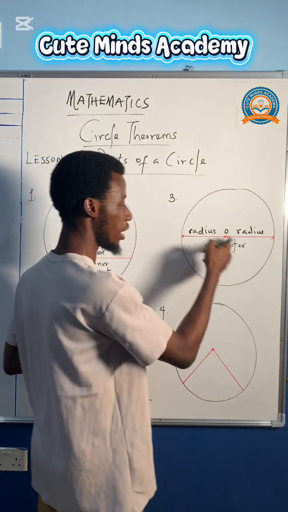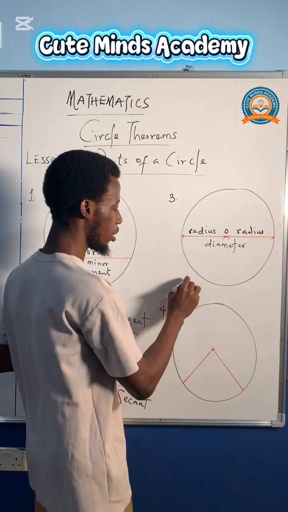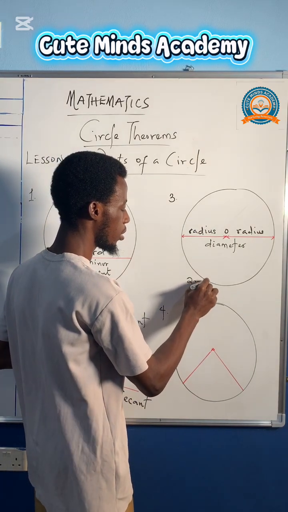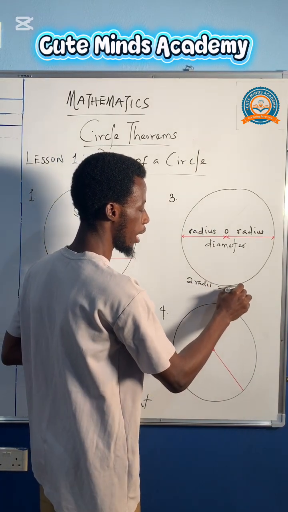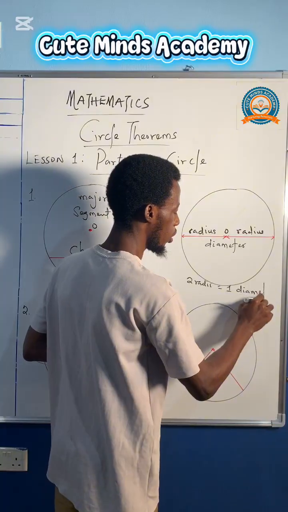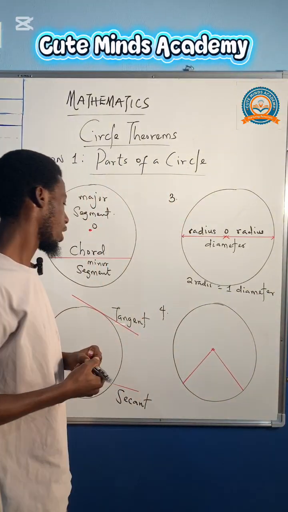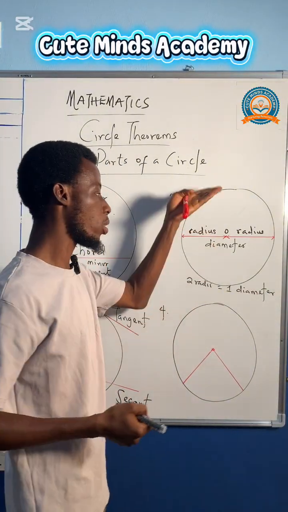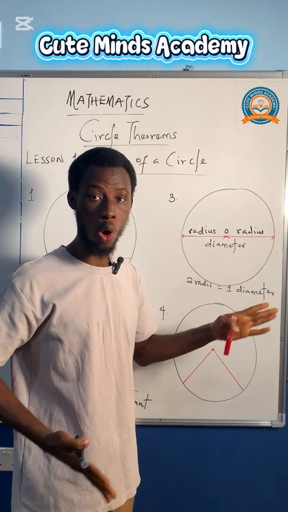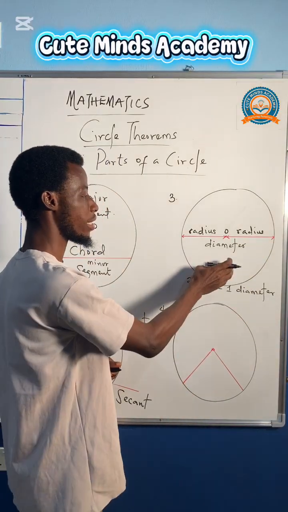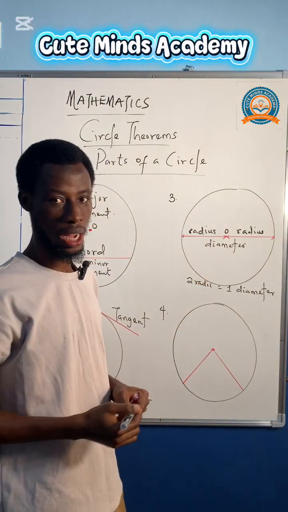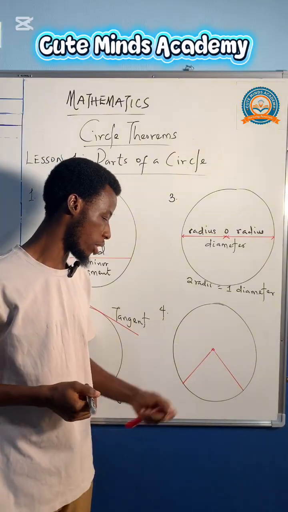So we can deduce that 2 radii makes a diameter. So just like a chord, the diameter divides a circle into two, but in this case, two equal parts, which we call a semicircle. The parts are called half of a circle or a semicircle.